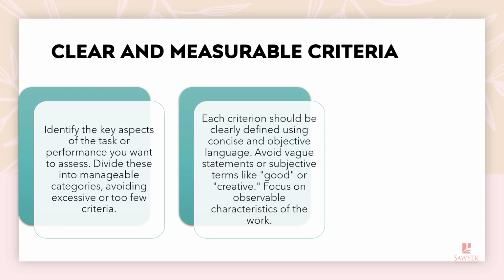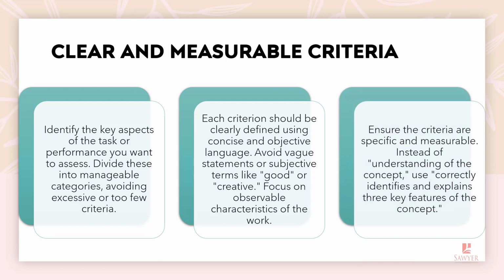Okay? And then each criterion should be clearly defined using concise and objective language. We don't want to use subjective terms such as good or creative. We should focus on observable characteristics. So, as I've told you multiple times before, it's what can a student do? What can we see, hear? Well, if they're in a cooking class, taste. What are the things that we can observe by using our senses? Okay. And then, of course, ensuring that the criteria are specific and measurable, as always.